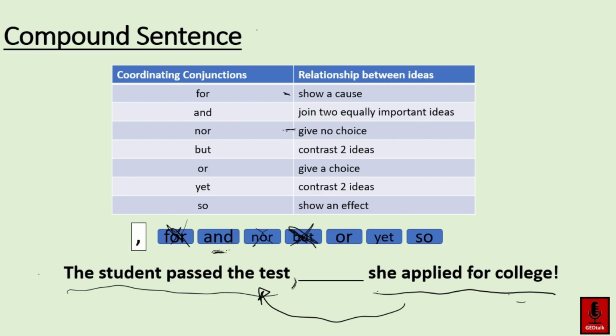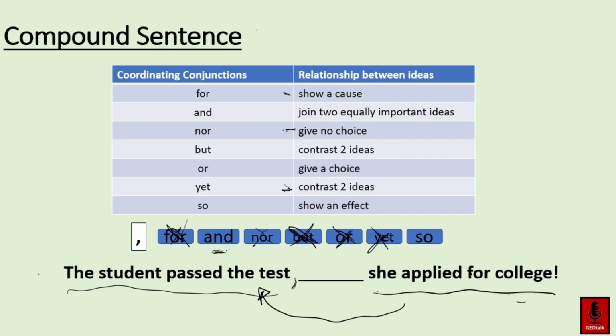Let's look at or. The student passed the test or she applied for college. No, because this is more of a cause and effect compound sentence. We want to show that she passed the test and then she applied for college. Or is saying you have to do one or the other. Either you're going to pass the test or she's going to apply for college. And that's not how the sentences are structured as the independent clauses that they are. So or does not work for this either. Let's go down to yet. Notice yet shows the same relationship that but showed, where it says contrast two ideas. So if but didn't work, yet is not going to work.